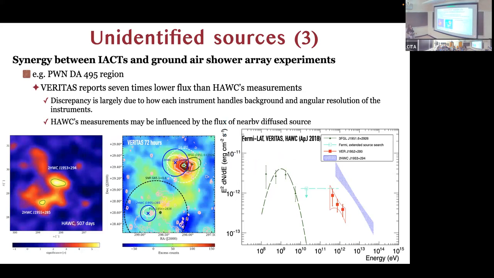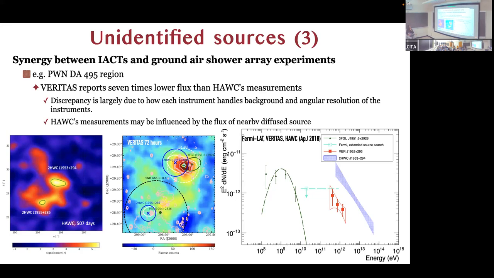Another unidentified case, this is a little bit different, but since we talked about IACT versus ground array: if you ever read about very high energy gamma rays, you need to be very careful about how to interpret their, especially HAWC, results. This is my cautionary story kind of slide here.